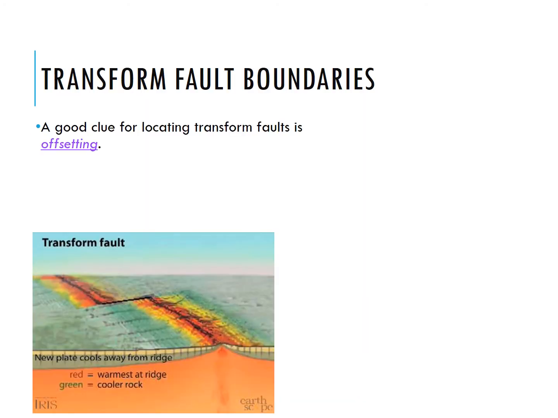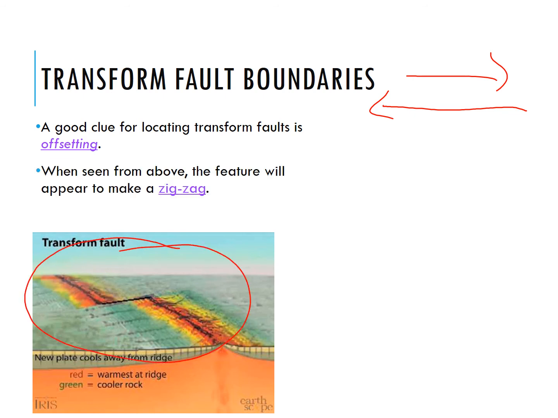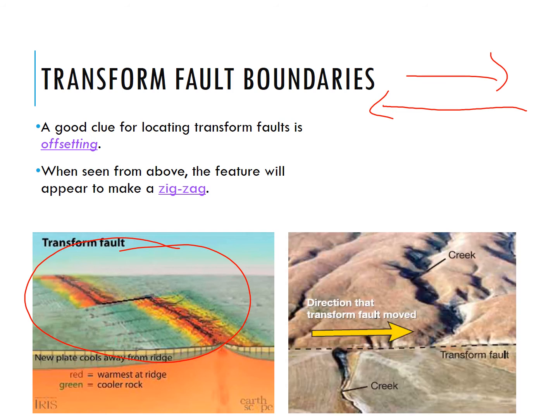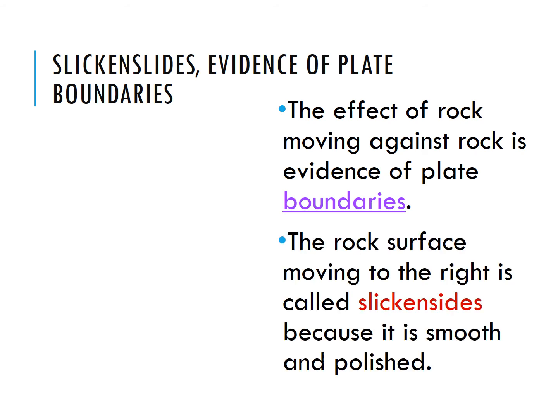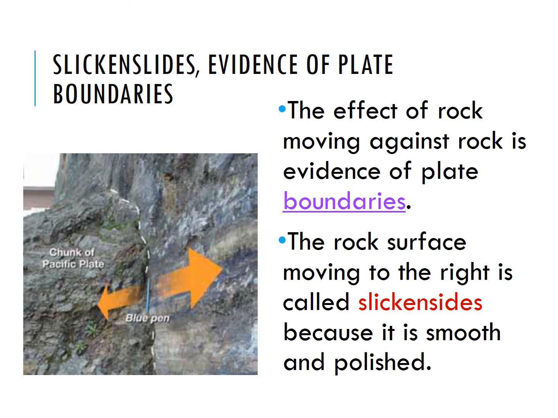So transform, remember they're sliding past each other. A good clue for this is we'll often see offsetting. This is an example of the offsetting that we see. We'll see a zigzag feature being formed. The evidence of rock moving against rock is evidence of the plate boundary, and we'll see that with slickensides, which are smooth, polished surfaces.